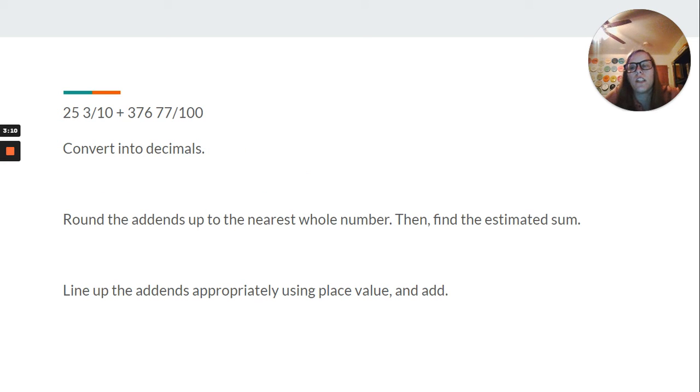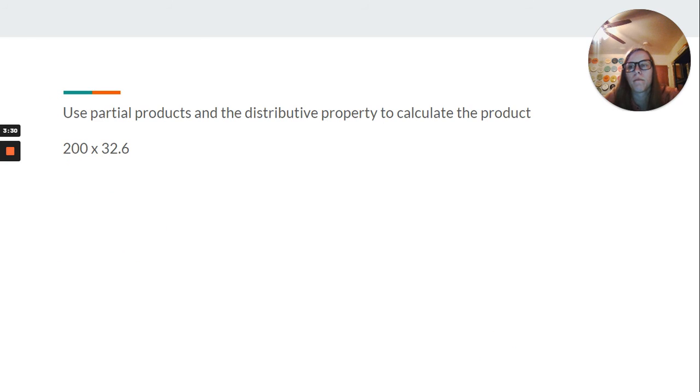Next, we're doing some additions. We first estimate them by rounding. 25.3 plus 376.77. Then we round them up to estimate it. It's 25 plus 377 is 402. Then we line them up to add properly, and we get 402.07, so our estimation was close.